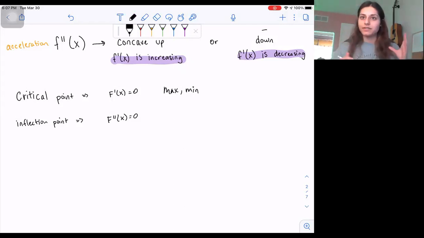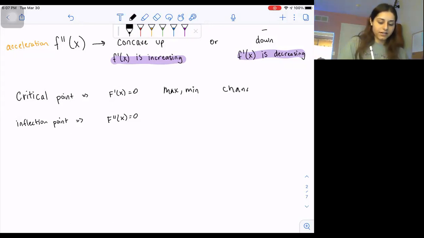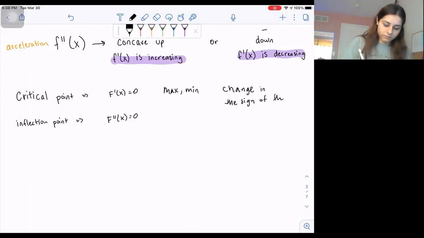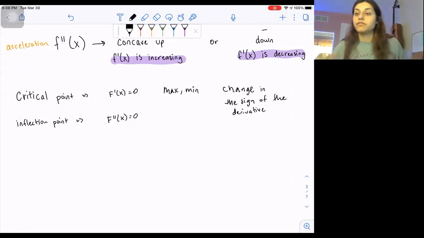And that tells us our maximums and our minimums, and that inherently is when we have a change of slope, like is it increasing or decreasing. So it's either going from increasing to decreasing or decreasing to increasing. So, a change in the sign of the derivative. Okay, so it's going from positive to negative or negative to positive, increasing to decreasing or decreasing to increasing. Those are your maximums and minimums, also known as your critical points.